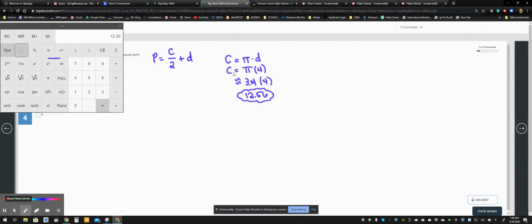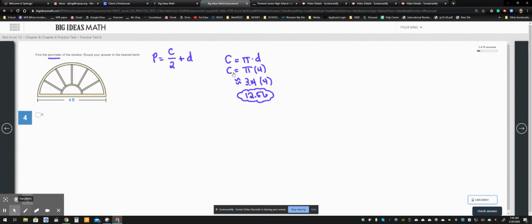Okay. Now, when we're looking at this, we need to understand that the circumference of the circle is a full circle. So if we were to have a full circle here, and this is a bad circle, but serves our purposes, we found the circumference, or all the way around that whole purple area here. We don't need that whole purple area. All we need is just this curved piece up here.